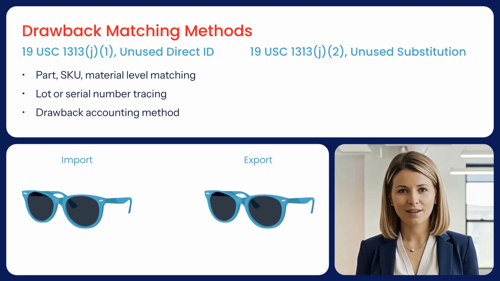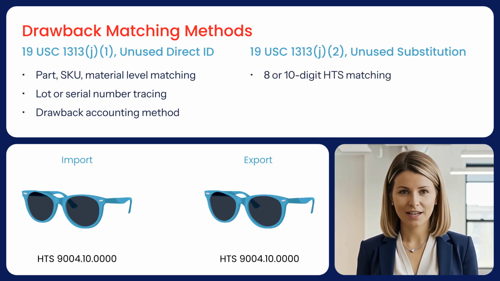The second matching method is HTS level substitution. With this method, duty-paid imports can be matched to qualifying exports that share the same 8 or 10-digit classification. That's right, we can ignore part numbers entirely.